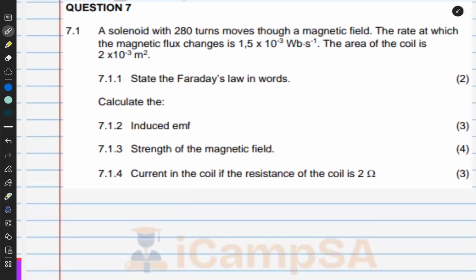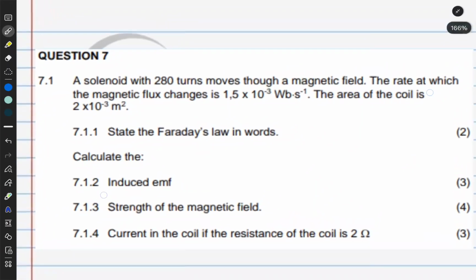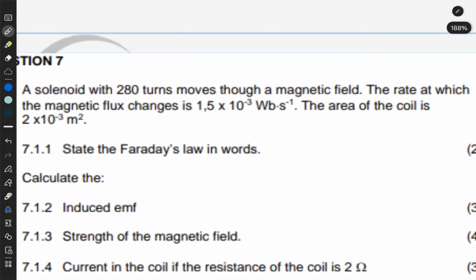So here we have a solenoid with 280 turns, and then this solenoid is moving through a magnetic field, right? Remember, it's either the magnet or the solenoid that will move. But nonetheless there should be relative motion. One of them should move in relation to the other one, right? So now we are told that this solenoid has 280 turns, right?